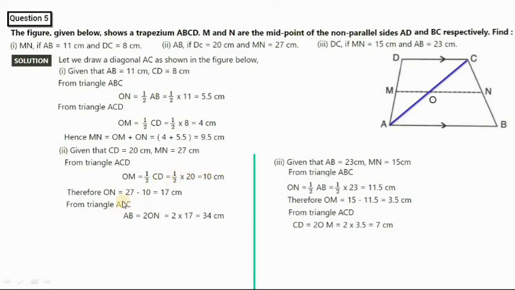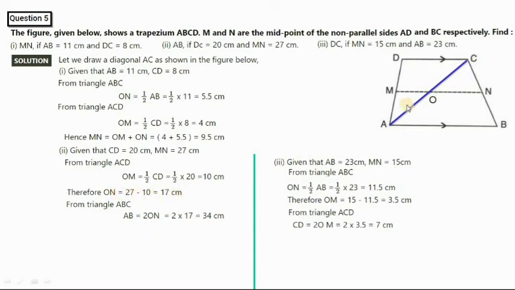Therefore ON, now see, MN is given to be 27, and we just found OM, which turned out to be 10 centimeter. So from here to here is 27, and from here to here is 10. What is this length? This length is obviously going to be 17, because 17 plus 10 gives me a total of 27. So ON will be 27 minus 10, which is 17.